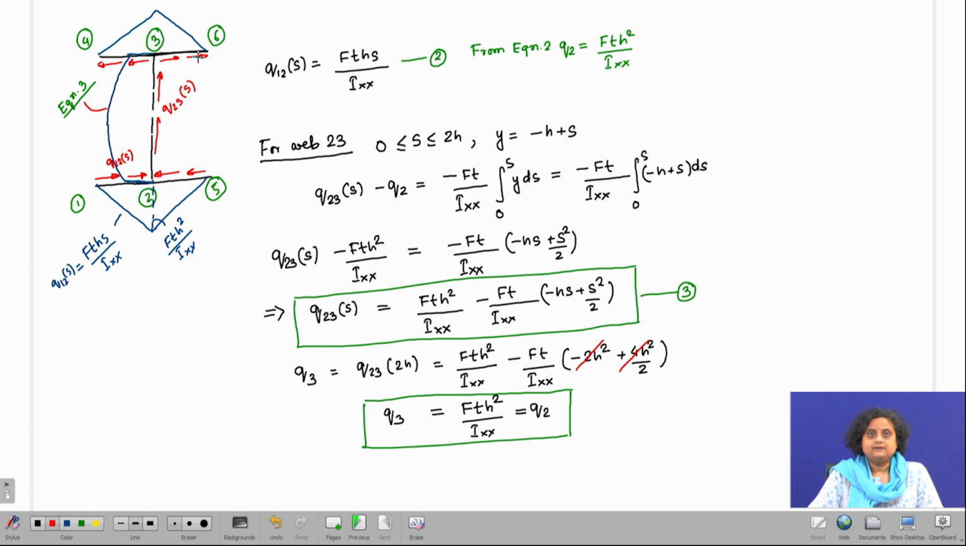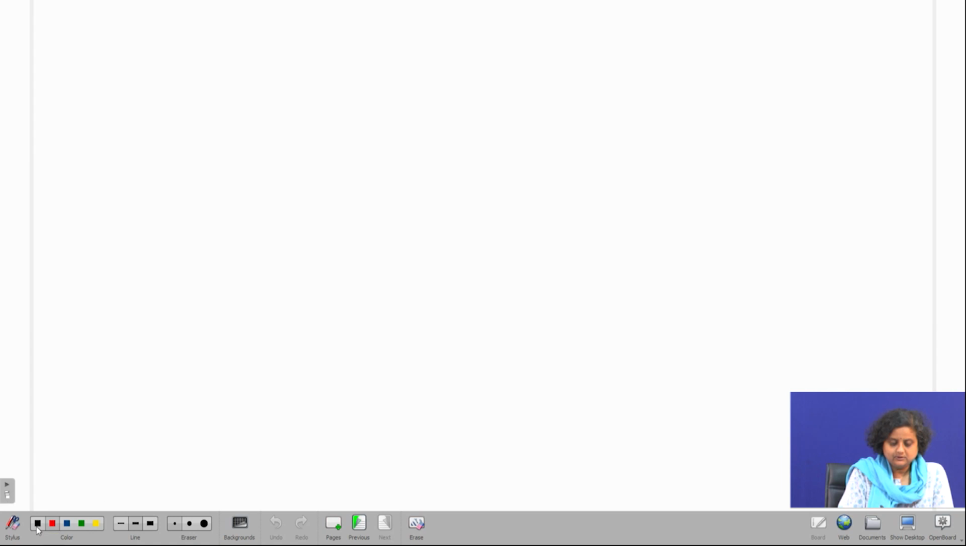So, with this we will complete the examples that we plan to do for finding out the shear flow distribution due to applied shear forces in a thin walled open cross section. Next, we are going to move into a new concept which is called the shear center.